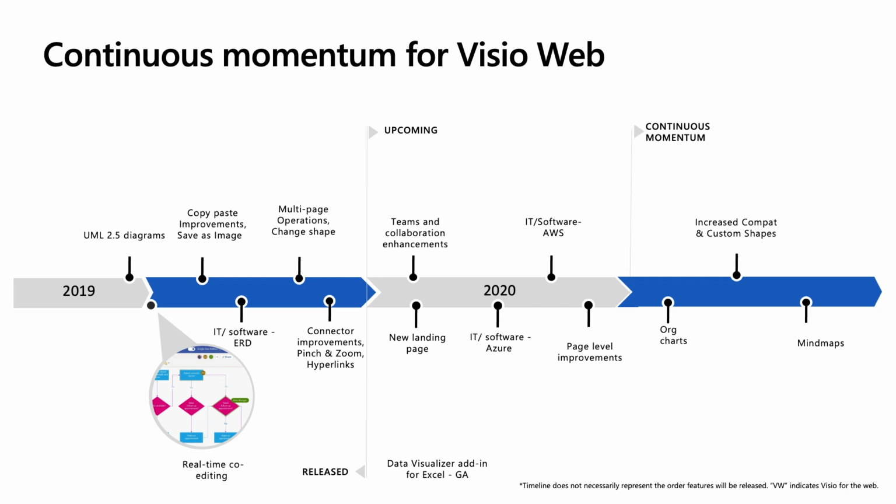And this would be followed by capability releases like page level improvements, where a user can actually change the page sizes of the canvas. Some of the other significant things that we would be working on include enabling support for org charts, which are a major customer ask, and putting in efforts to improve compatibility of shapes in Visio Web and enabling mind maps in Visio Web.